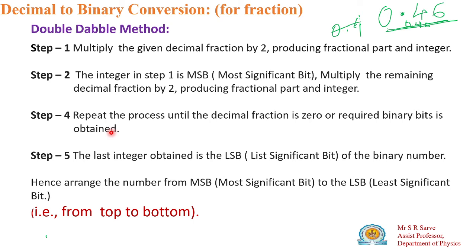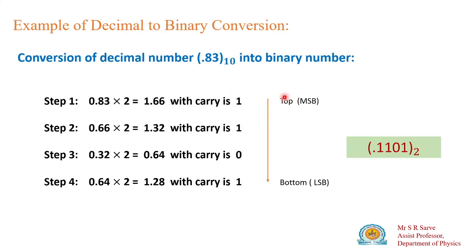Okay, so we have to repeat this process until the decimal fraction is 0 or till we get the required 4 binary bits. Okay, so the last binary number will be the least significant bit. And here what we have to do is take the numbers from top to bottom, meaning the top number first and the bottom number last. So from most significant bit to the least significant, means arrange the number from most significant bit to the least significant bit. So we'll take one example, then the ideas will get clear.